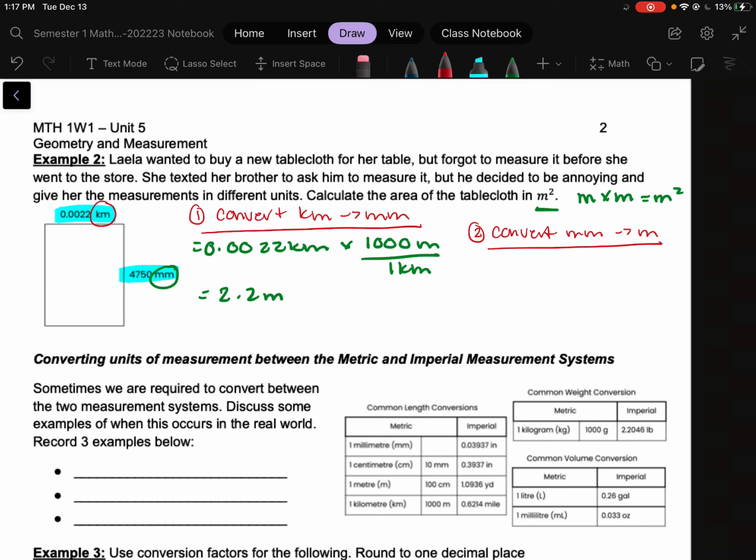Step 2, convert millimeters to meters. And so what we do here is we take 0.4750 millimeters times, we know there's 1 meter in 1,000 millimeters. And then when we do that, we will get 4.75 meters. And so then from there, what we need to do is calculate the area. So calculating the area, that is our step 3.